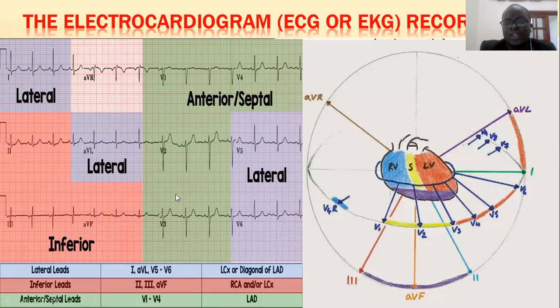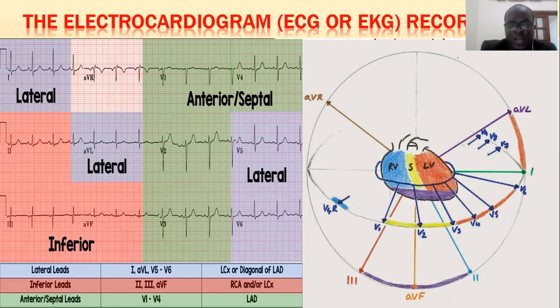Then you have leads V1 and V2. We said these are looking at the anterior aspect of the heart. Then you have V3 and V4. They are looking at the septum. Sometimes the anterior and the septal leads are grouped together and referred to as anterior septal leads. So the anterior septal leads are V1, V2, V3, and V4. Remember, V5 and V6 are part of the lateral leads.